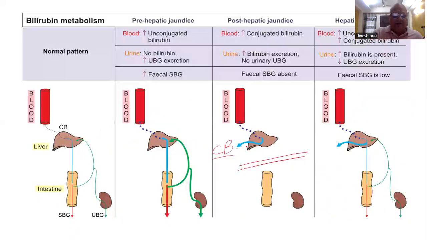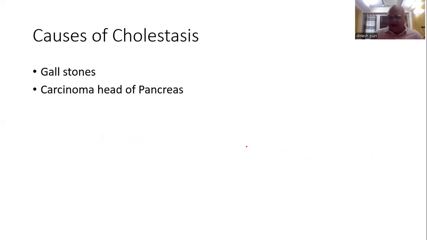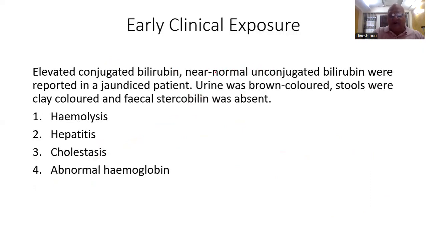Fourth option, this is just for completion's sake. I had said gallstones are an important cause. Another important cause of cholestasis is carcinoma head of the pancreas. The fourth option is very simple, abnormal hemoglobins, HbS, and a number of others also. There is increased hemolysis. So this option is the same as hemolysis, the same findings. So this we have already ruled out. So the fourth option also, we can rule out.